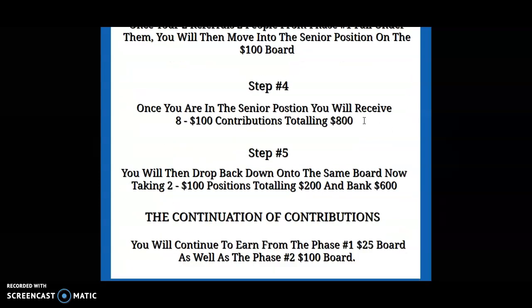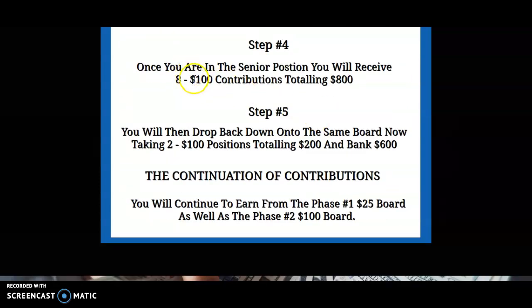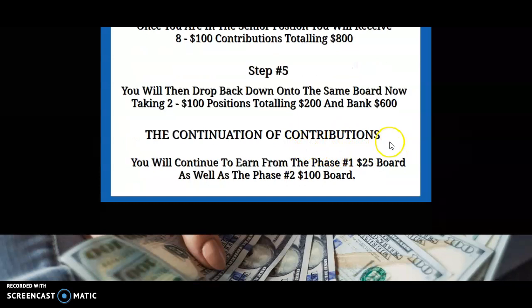When you hit that senior position, you're going to receive 8 $100 contributions totaling $800. You will then drop back down in step number 5, into that same exact $100 board, and you're going to take 2 positions the same way you took 2 positions on the $25 board. That's going to open up 2 spots at $100. Each spot will be giving you $800 a piece, and every time you get that 800, you're going to open up 2 new boards, banking 600 each time. The continuation of contributions is already set up because you have both of these boards running, the 25 and that 100, guys.